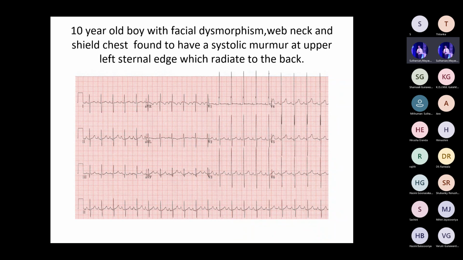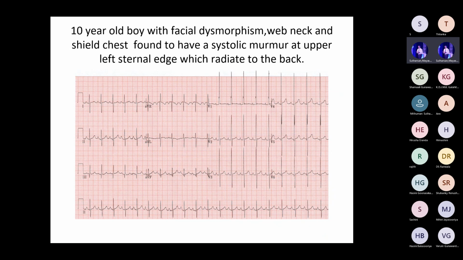Now you know, Turners, they have left-sided cardiac lesions like coarctation, aortic stenosis. Noonans, they have right-sided lesions. They can have pulmonary stenosis or peripheral pulmonary stenosis, or even tetralogy of Fallot. So they will have a right ventricular dominant ECG or right ventricular hypertrophy. In this ECG, see the R waves are very tall in the right precordial leads, and even in this 10-year-old, the T waves are upright in all the precordial leads. So that also indicates RV dominance, right?